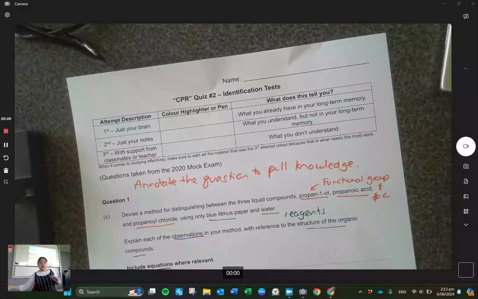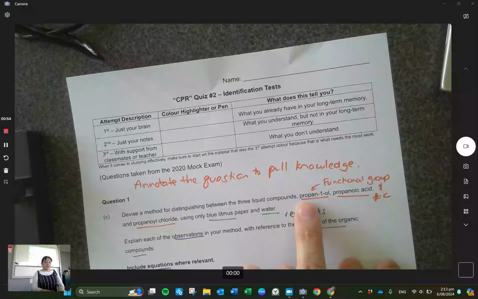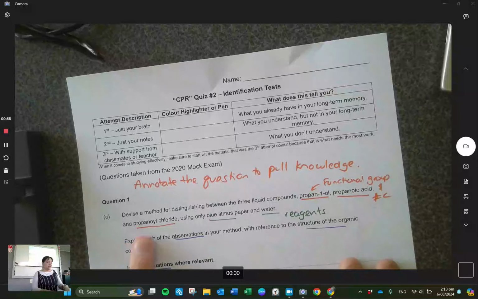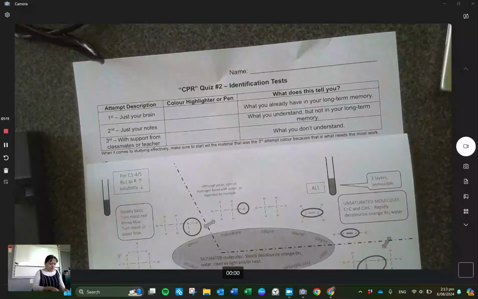So first bit here, when we're looking at this question, let's unpack it. It's really useful to annotate it so that way you guys know what you're trying to think about. So we've discovered that we're dealing with propan-1-ol, propanoic acid, and propenyl chloride. All of those tell me that with the prop, these are 3 carbon chains. So when I'm thinking about this, if I'm mixing it with water, all of these should be soluble. Again, if I think about functional groups, when we were doing that list.